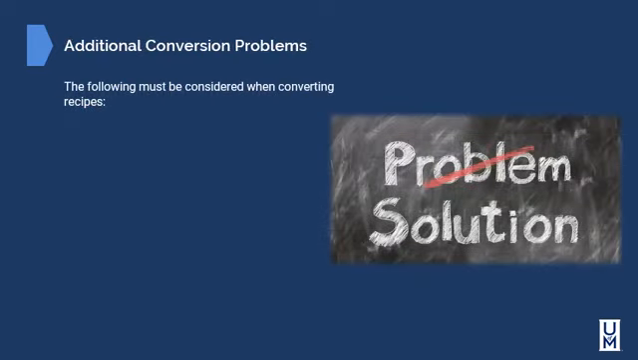Additional conversion problems. The following must be considered when converting a recipe. Equipment used. Sometimes the equipment we need is scalable and sometimes it is not. If the recipe says that we need a mixing bowl, well, sometimes we may need to go into a bigger solution for that.